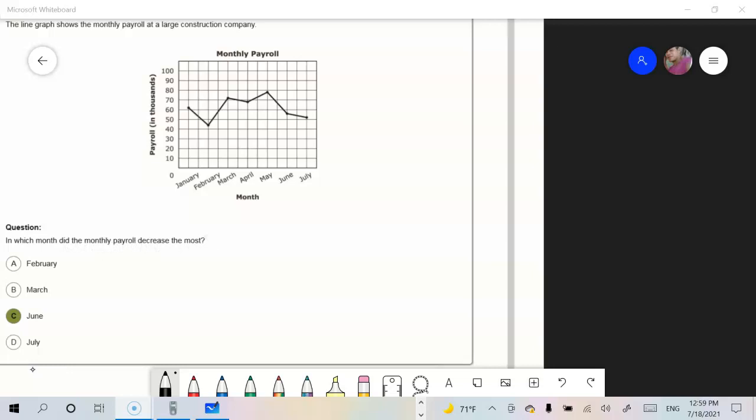Before we answer that question, I'm going to highlight the months in which the payroll decreased. If the line goes down, that means that the line has a negative slope. This shows a period of decrease. This part is an increase, so I'm not going to highlight it. This is a decrease as well. This is another decrease, and this is another decrease.